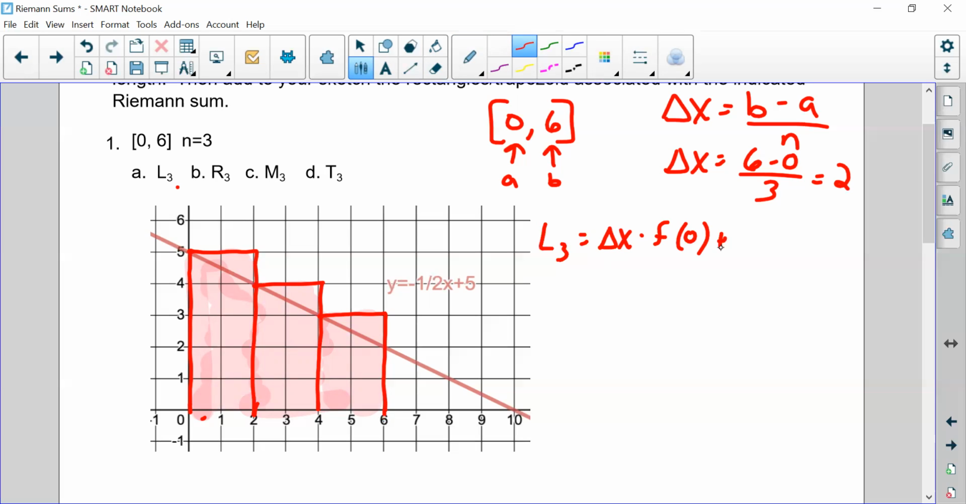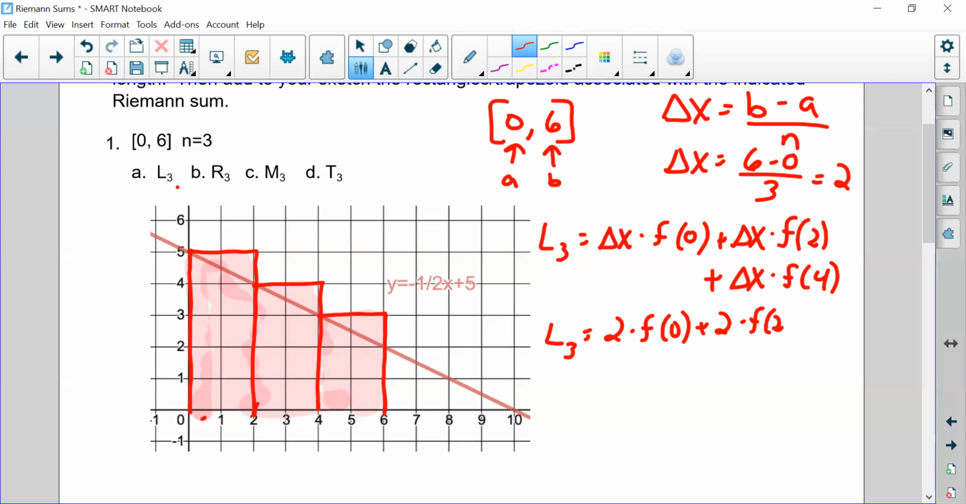Now, what would be the area for the next rectangle? I still have my delta x times, but now how am I determining my height? F at 2. And my last rectangle is my delta x times f at 4. Now, what do we notice if I plug in my delta x, which is 2? Is there an easier way I could have written this?